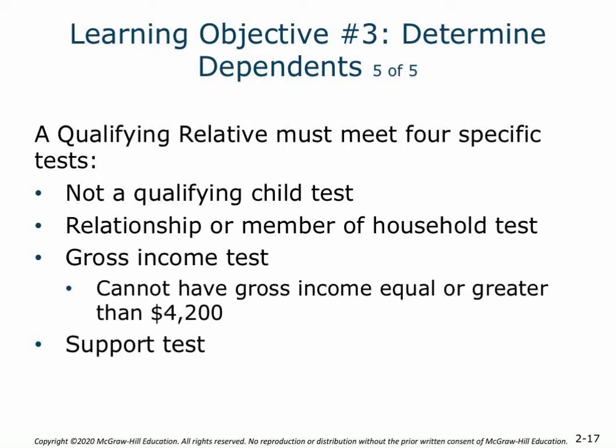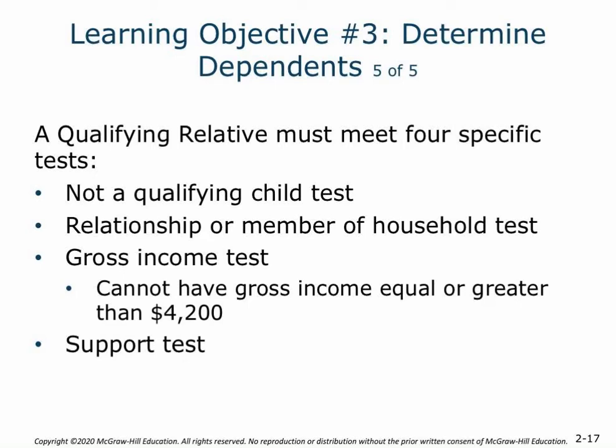And the first is going to be the relationship or member of the household test. And what that's going to be is a child or descendant of a child, and that's a grandchild or great-grandchild, stepchild, eligible foster child, brother, sister, half-brother, half-sister, or a descendant of them. Again, that's brother's child, grandchild, great-grandchild, sister's child, grandchild, great-grandchild, and so on. Stepbrother, stepsister, here, father or mother, brother or sister of the parents, son-in-law, daughter-in-law, father-in-law, mother-in-law, brother-in-law, or sister-in-law.